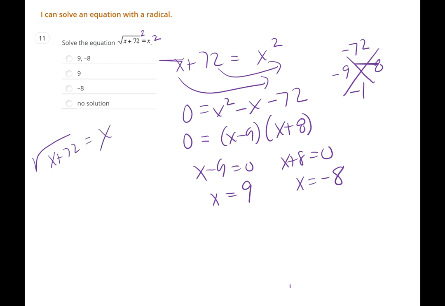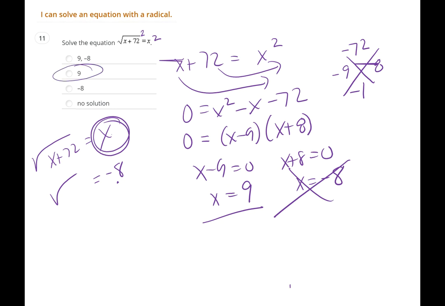I am not allowed to have a radical equal a negative number. So if I put the 9 in, it's fine. So that's a good answer. If I put the negative 8 in, I end up with a radical equaling negative 8. I can't have that. So this is an extraneous solution, and my only answer is 9.